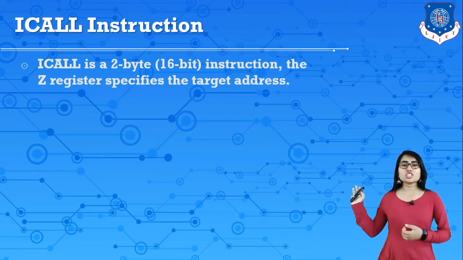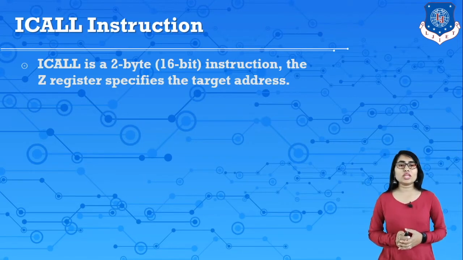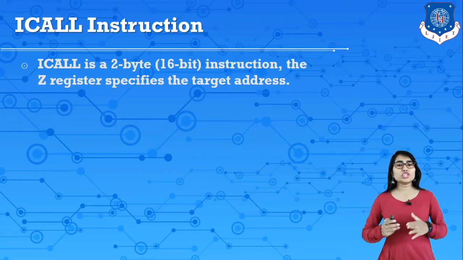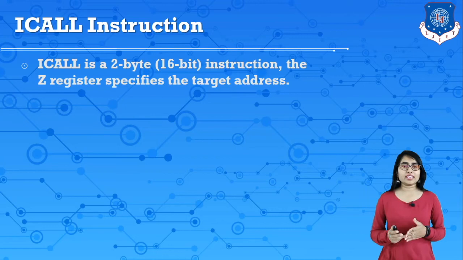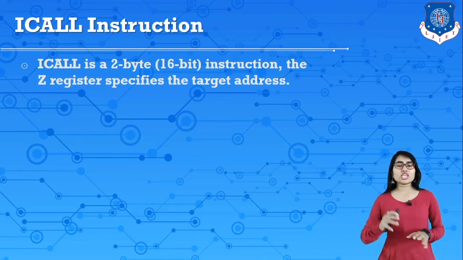Icall is again a 2-byte instruction, that is 16 bits. The Z register specifies the target address. So icall means indirect call. In this instruction there is no need of an address. This icall instruction uses the content of the Z register as the target address. That means whatever the content of the Z register, at that location the subroutine is stored.